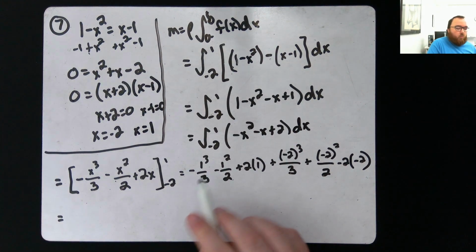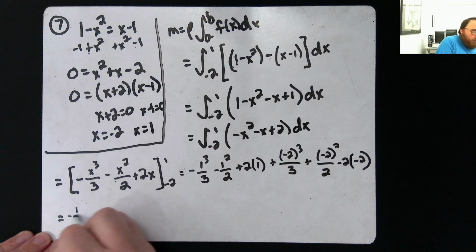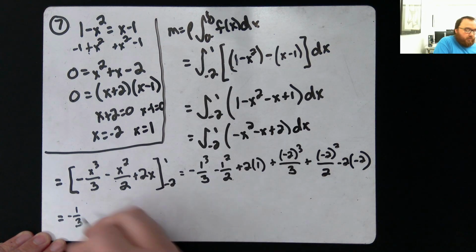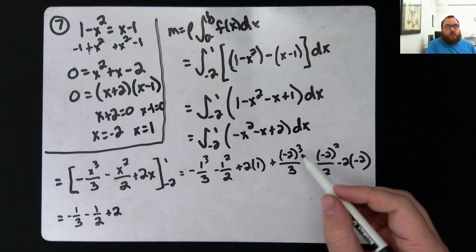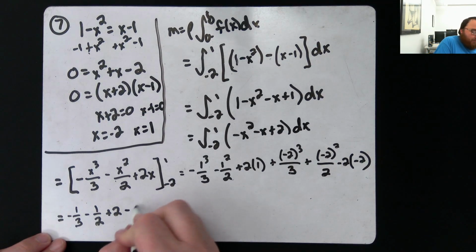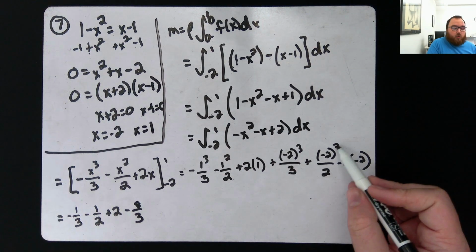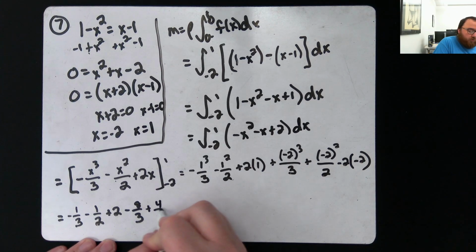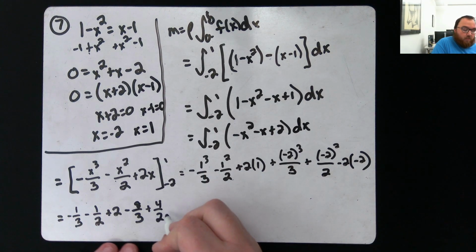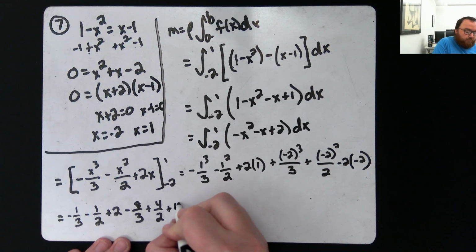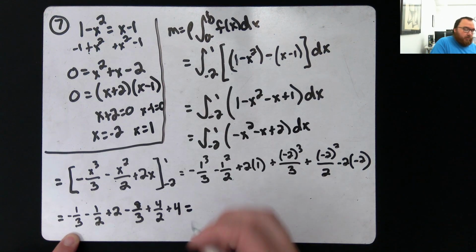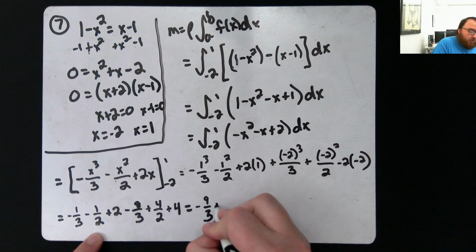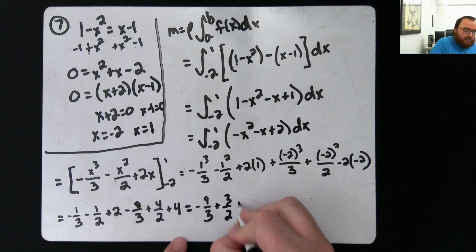Work this out. 1 cubed is 1, so this is -1/3. 1 squared is 1, so minus 1/2. 2 times 1 is 2. -2 cubed is -8, so -8/3. -2 squared is 4, so plus 4 over 2. -2 times the -2 is going to be plus 4. -1/3 minus 8/3 is -9/3. -1/2 plus 4 halves is 3 halves. 2 plus 4 is 6.